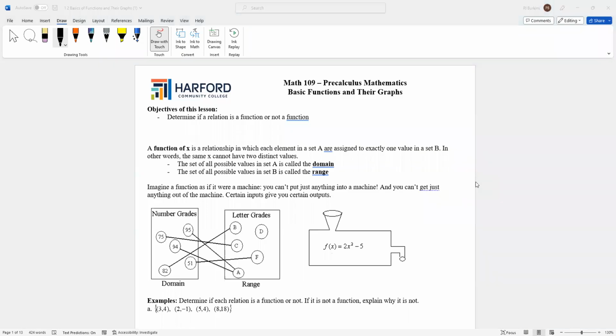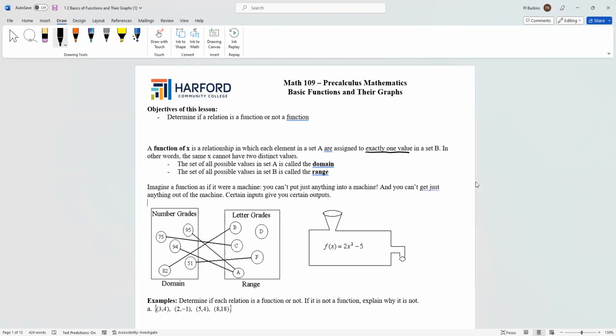Okay, so in this lesson, we are talking about relations, which are just a relationship between two variables, let's say x and y, often referred to as the independent and dependent variables. And we're talking about what it means to be a function. So a function by definition means that we have two sets, set A and set B, and each element in set A must correspond to exactly one value in set B.